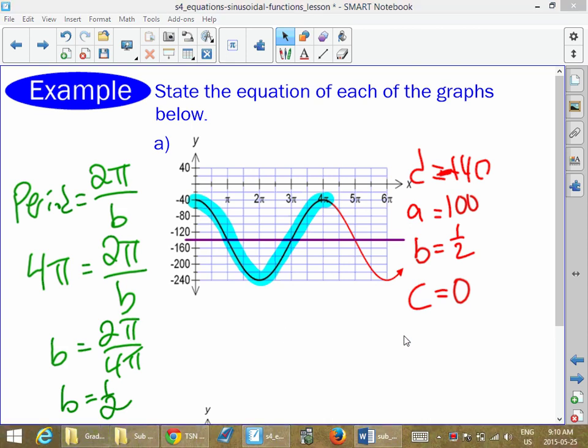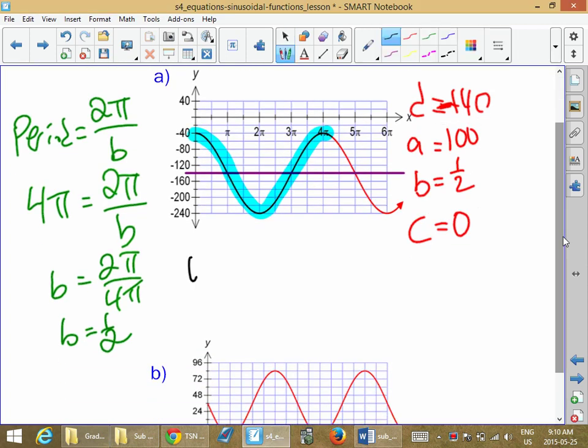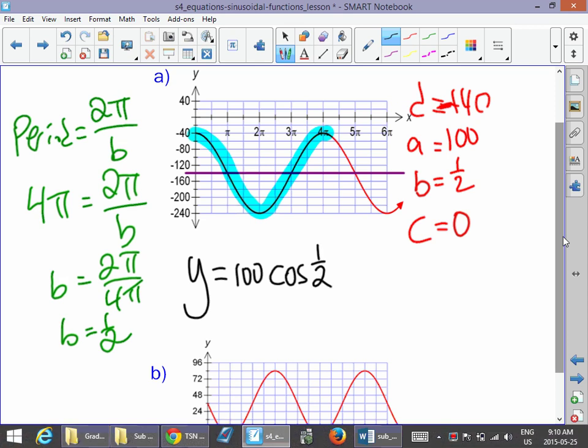So now that we have all those things, we can build our equation here. We've got y equals a, so that's 100, cos, because we're using the cos equation this time, b is a half, so that's half x, c is 0 again, so plus d, so that's minus 140. Okay? So that would be that equation right there. Let's do another one.